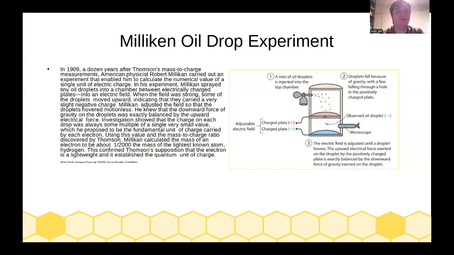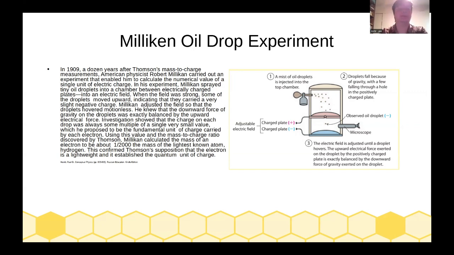He knew that the downward force of gravity on the droplets was exactly balanced by the upward electrical force. Investigation showed that the charge on each drop was always some multiple of a single very small value, which he proposed as the fundamental unit of charge carried by each electron. Using this value and the mass-to-charge ratio discovered by Thomson, Millikan calculated the mass of an electron to be about 1/2000th of the mass of the lightest known atom, hydrogen.